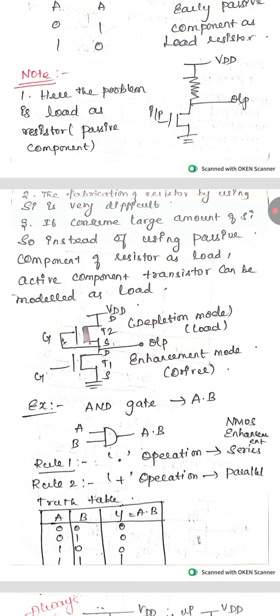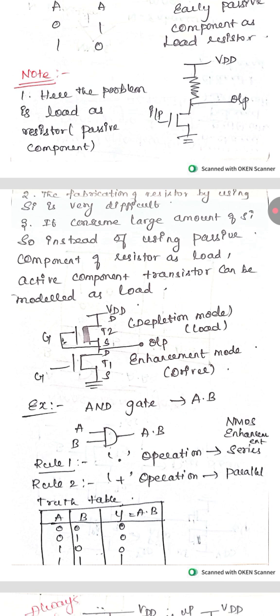So, rule 1: if we are using dot operations, which means A dot B, or A dot B dot C, likewise multiplication operations, then the NMOS enhancement transistors should be connected in series form. Again, I am telling you, if you are using the dot operation, this is only for NMOS enhancement transistors to be connected in series form.